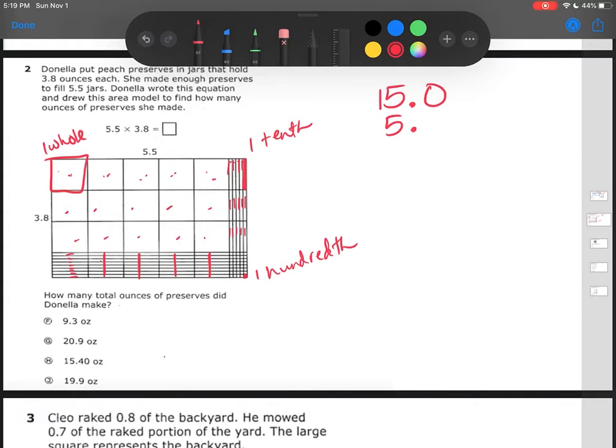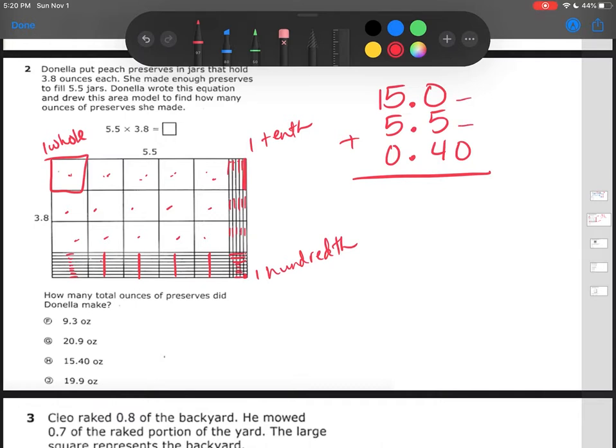Remember, 10 tenths is one whole. So 55 tenths would be 5 and 5 tenths. And then I've got all these hundredths. I've got 1, 2, 3, 4, 5. I've got 5, 10, 15, 20, 25, 30, 35, 40. I've got 40 hundredths. So it'd be 0.40.